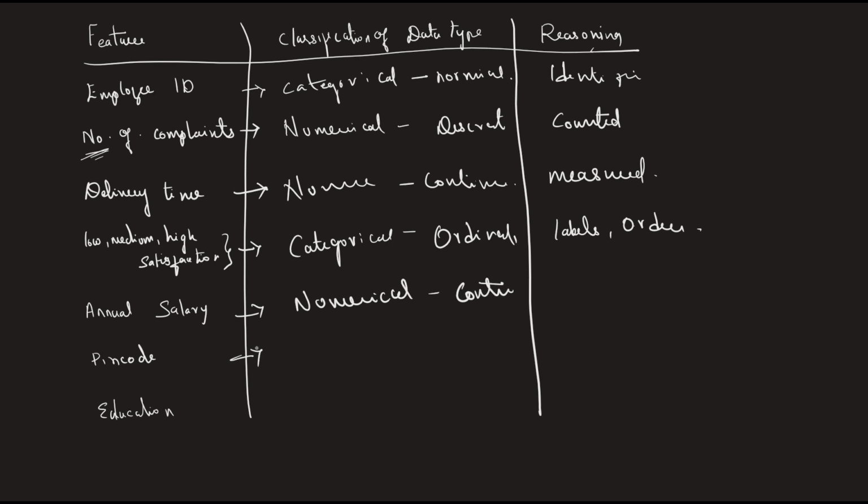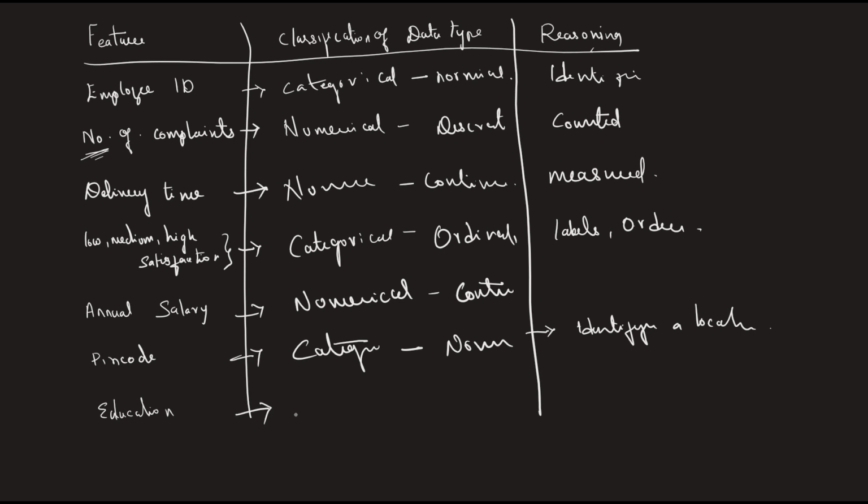Correct. And pin code. A pin code identifies which location we belong to, but it does not have any order. It is identifying a location, so it is an identifier, obviously. So it is categorical. And is there an order? No, it does not have an order. All the pin codes are the same in order, so it is nominal.